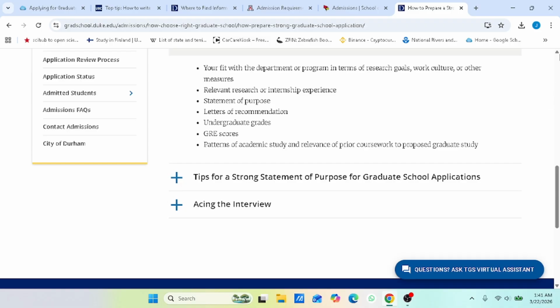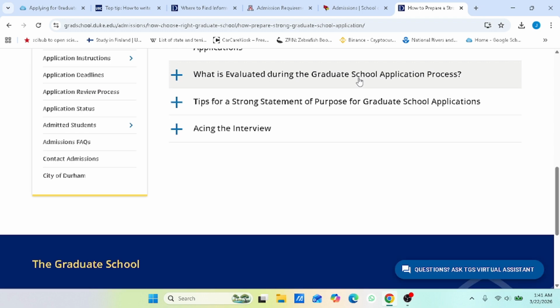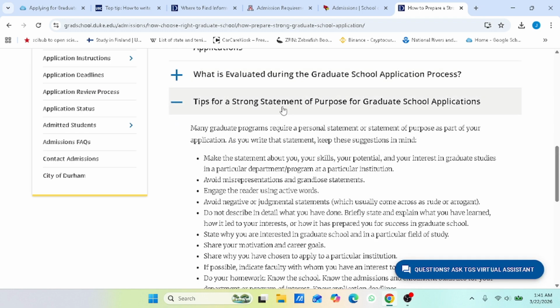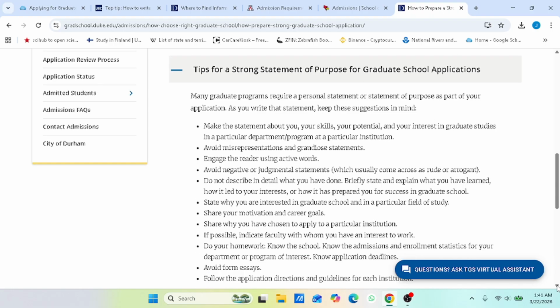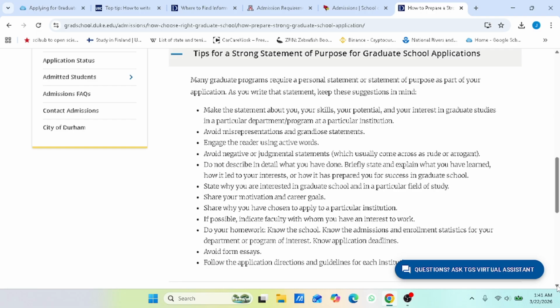Let us examine another aspect. Tips for a strong statement of purpose in graduate school. A strong statement of purpose. Many graduate programs require personal statement or statement of purpose as part of your application. As you write this statement, keep these suggestions in mind. Keep these suggestions in mind according to Duke University. And remember, there are some programs which specify what kind of content they expect in their statement of purpose.